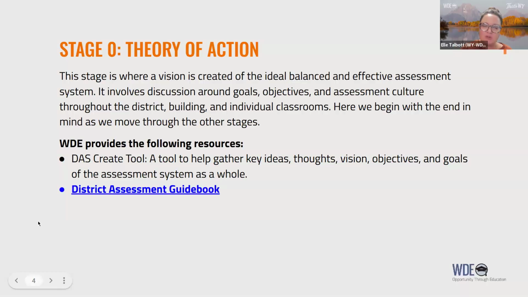So we came up with some various stages. We're going to talk to you about the stages that we have developed so far, and then some stages that we're in the process of developing as well. So the first stage is the theory of action, and this is the stage where the vision is created for that ideal balanced assessment system. And it involves discussions around district goals or school goals, objectives, and the assessment culture within a district, building, and in individual classrooms.